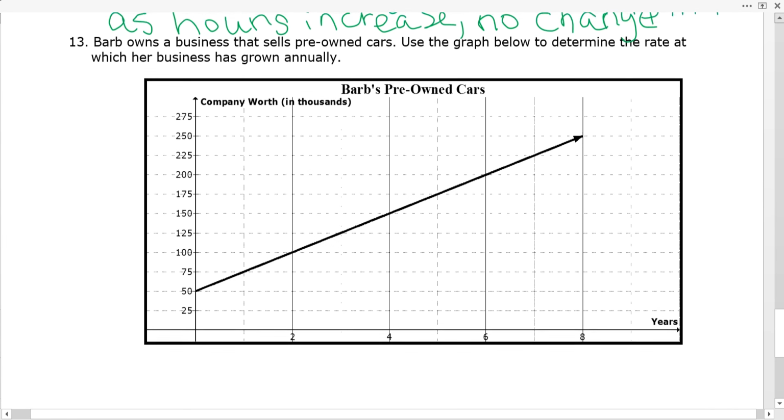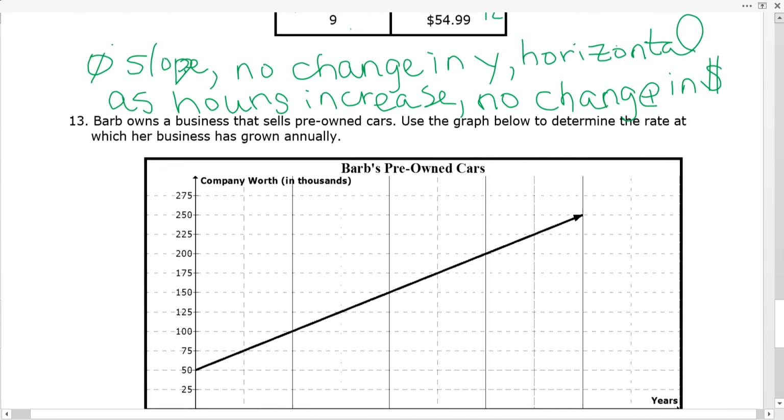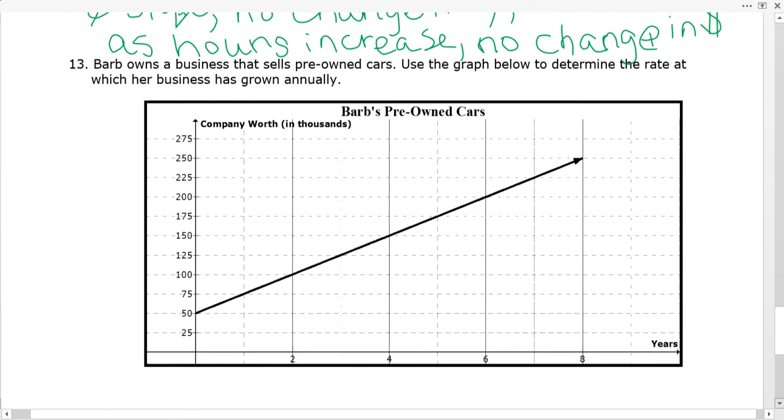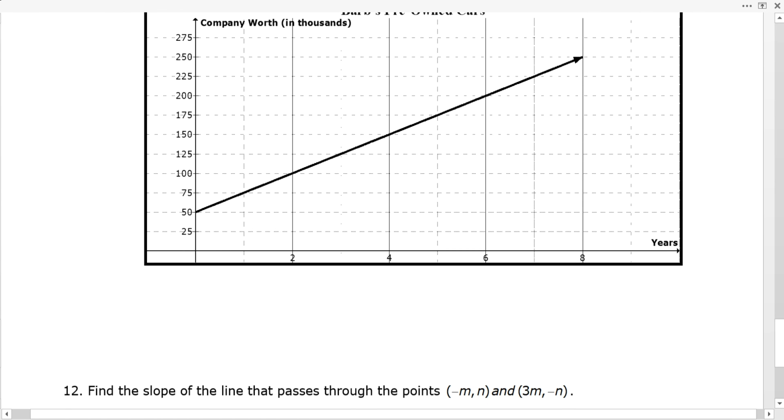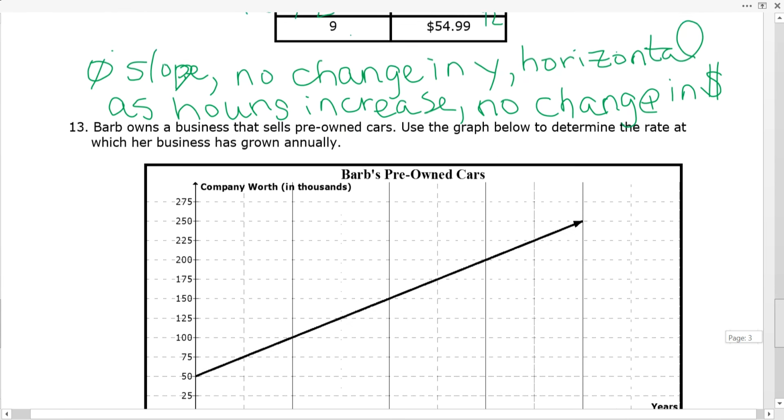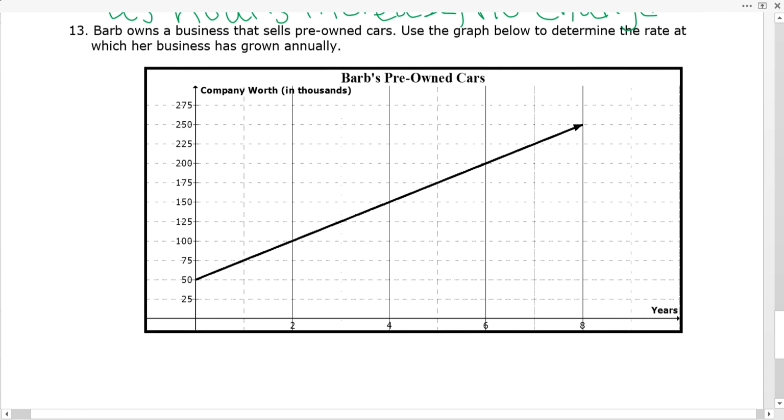Let's back up just a little bit. Okay, so here's Barb's business. Sells pre-owned cars. We're going to use the graph below to determine the rate. And that's all. I can go back up. I don't know why I keep going up and down, up and down. Okay, so let's do rise over run because I haven't showed you that yet. Remember I said perfect points. Here's a perfect point, and here's a perfect point. You have to be really careful of what your numbers are going up by. First thing to remember about slope is this is on top and this is on bottom.